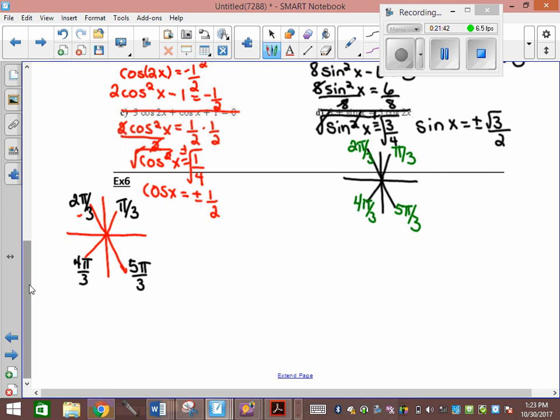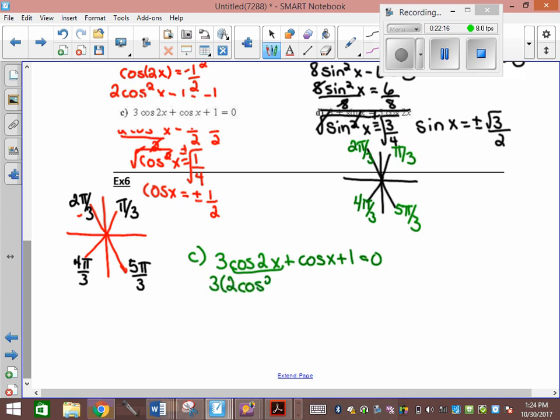For C, I'll do it here, we have 3 cos 2x plus cos x plus 1 equals 0. So I'm going to replace the cos 2x again, but the best one to replace this time would be the cos squared one, because I have a cos x. So you have to make educated decisions. So it's going to be 3 bracket 2 cos squared x minus 1 plus cos x plus 1 equals 0.